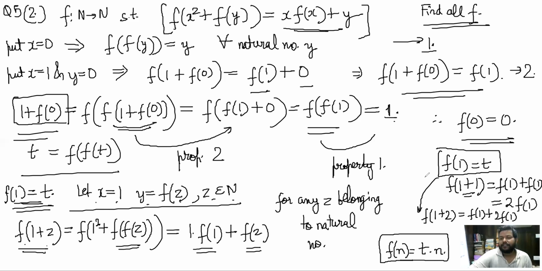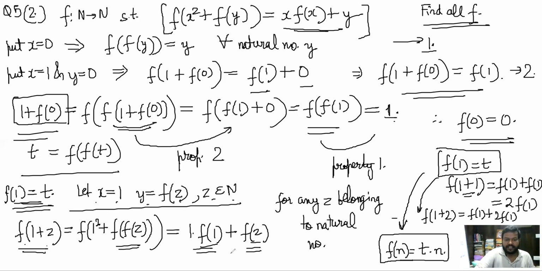You can convince yourself of this fact by just taking f of 1 as t. What is f of 2? It is 2t, because 1 plus 1 will become f of 1 plus f of z, and z is 1 in this case. f of 2 will come 2t, f of 3 will come 3t, and you can convince yourself that by induction I will get f of n is equal to tn. So now what is the possible value of this t? t is still unknown. f of 1 we have not found out yet. So what I will do for that is just use the identity that we have already done.